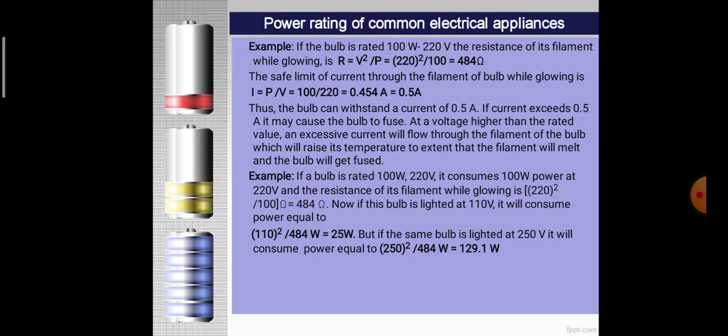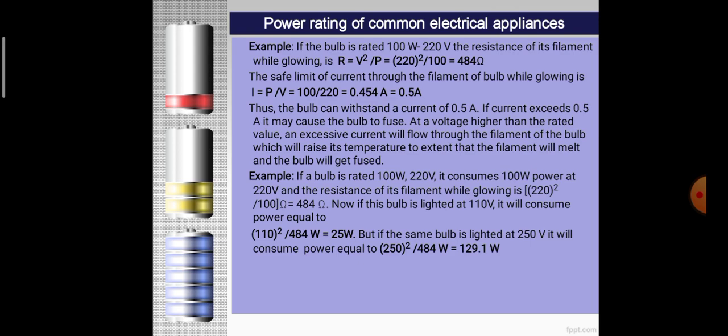Let's see the power rating of common electrical appliances with an example. If a bulb is rated 100 watt and 220 volt, the resistance of its filament while glowing is R = V squared by P, which is 220 squared by 100, which is 484 ohm. The safe limit of current through the filament of the bulb while glowing is I = P by V, which is 100 divided by 220, which is 0.45 ampere, which can be taken as 0.5 ampere. Thus, the bulb can withstand a current of 0.5 ampere.